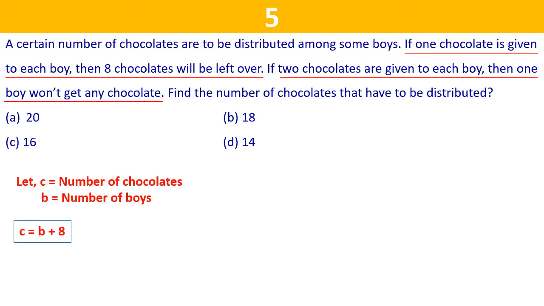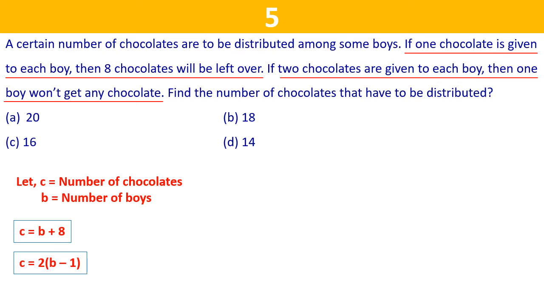If you read the second condition, which I have underlined here, जहां बोला है, if 2 chocolates are given to each boy, then one boy won't get any chocolate. So every boy is receiving 2 chocolates, then one boy won't get any chocolate. Means double the number of chocolates can be distributed between how many boys? B minus 1 boys. So the equation will be like this. C is equal to 2 times B minus 1.